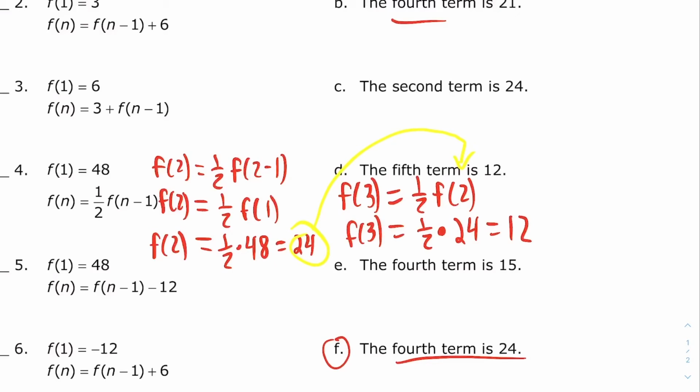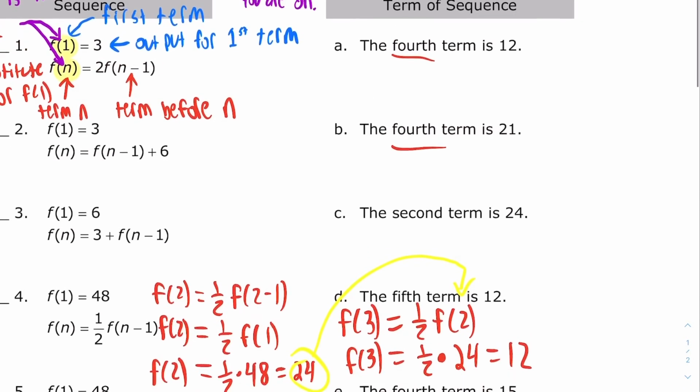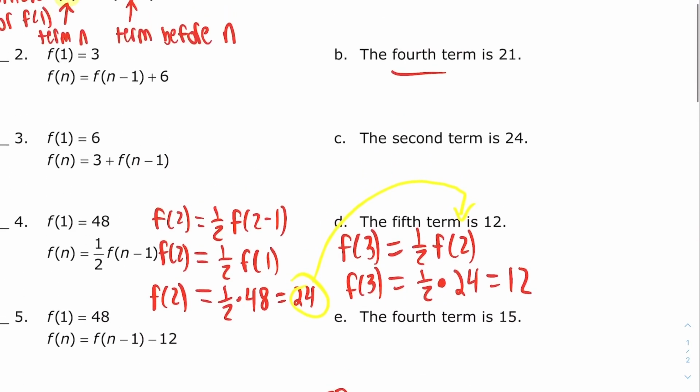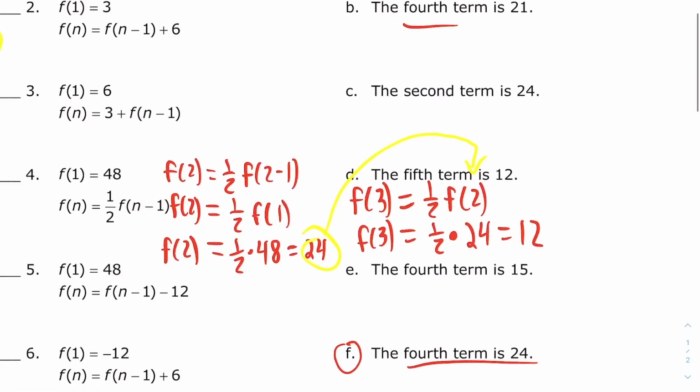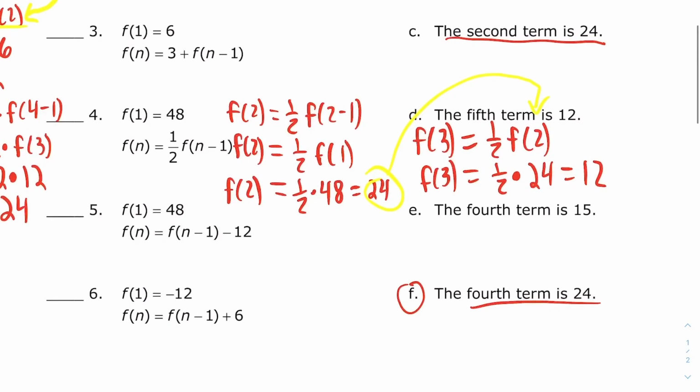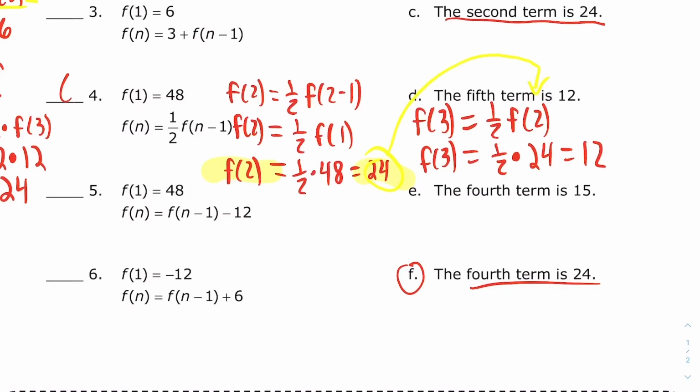Let's see if any of these say f3 equals 12. They don't. But there is this one right here that says the second term is 24. Here we saw f2. f2 is equal to 24. So our answer for number 4 is C. That's how it works with multiplying.